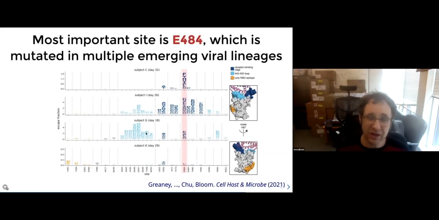Looking across a lot of sera, including more than the ones I'm showing here, something that really pops out is that the most important site in general for reducing binding of human polyclonal antibody immunity is site E484. And here you can see in many of these individuals, E484 is the most prominent or one of the most prominent sites.